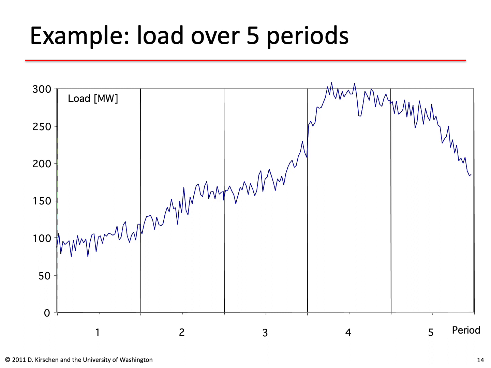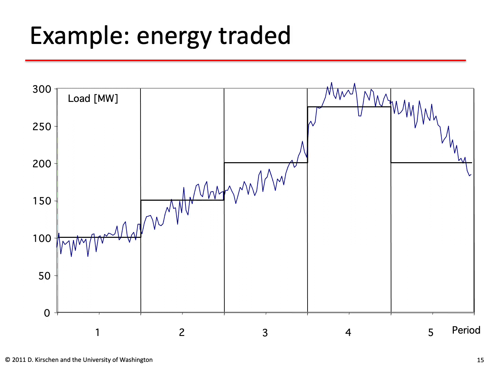Let's consider how the load fluctuates over 5 trading periods. In this diagram, we see how the load fluctuates over these 5 periods, and you can see that we have a general trend, but we also have some random fluctuations. Electricity markets tend to operate over fixed periods, and consider the load to be fixed over these periods. So the energy traded for each period would tend to be given and fixed.